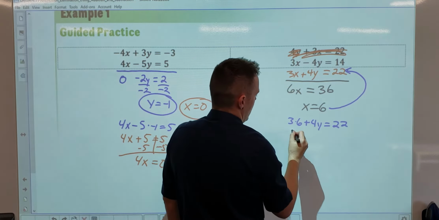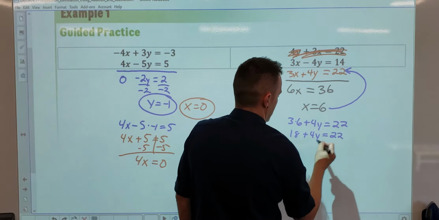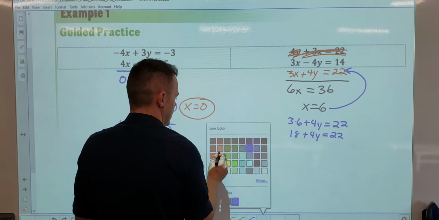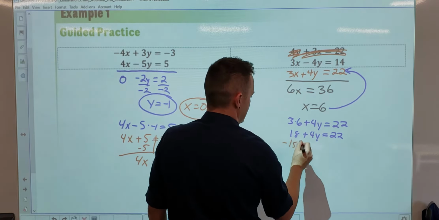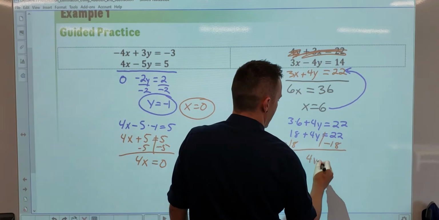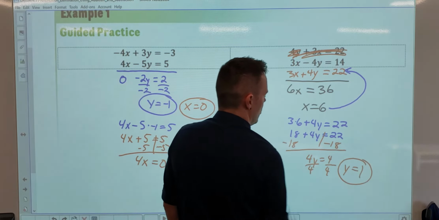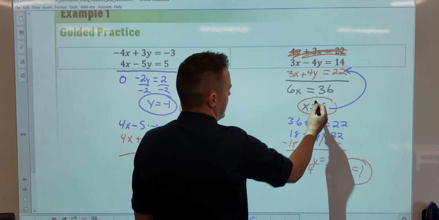So that would be what? 18. Right. Then you would subtract by 18. And then it'd be 4y equals 4. Divide that by 4. And ladies and gentlemen, you get y equals 1. So there are my 2 values right there.